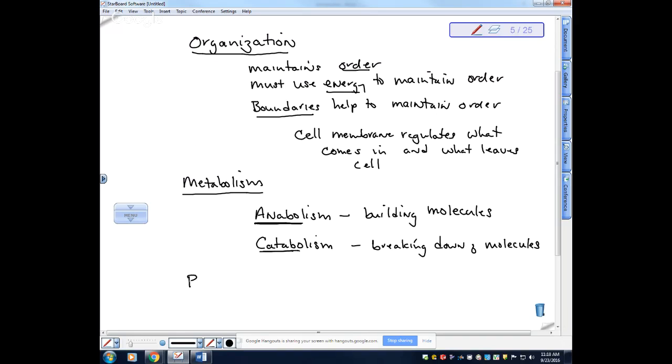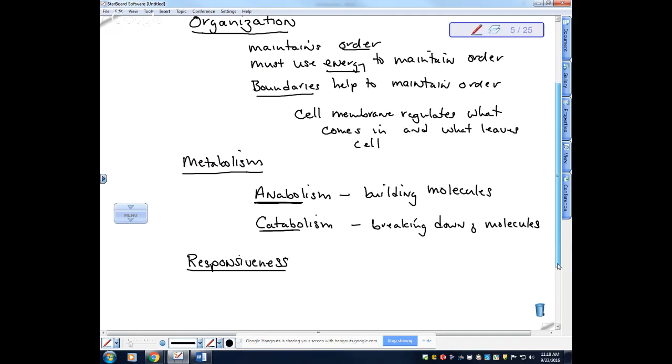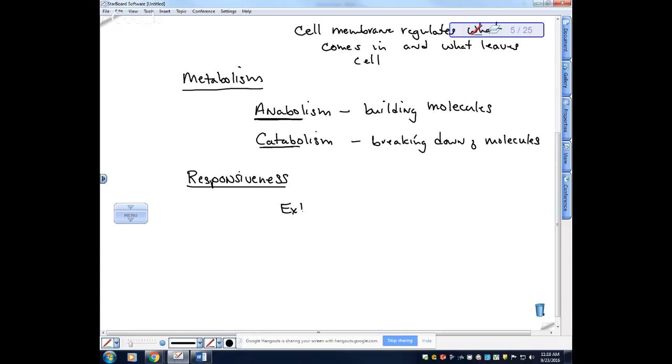We also have responsiveness. And when you think about responsiveness, you generally think about responding to external stimuli, but we also respond to internal stimuli. So we have external versus internal. External, for example, could be temperature. Internal could be glucose levels.